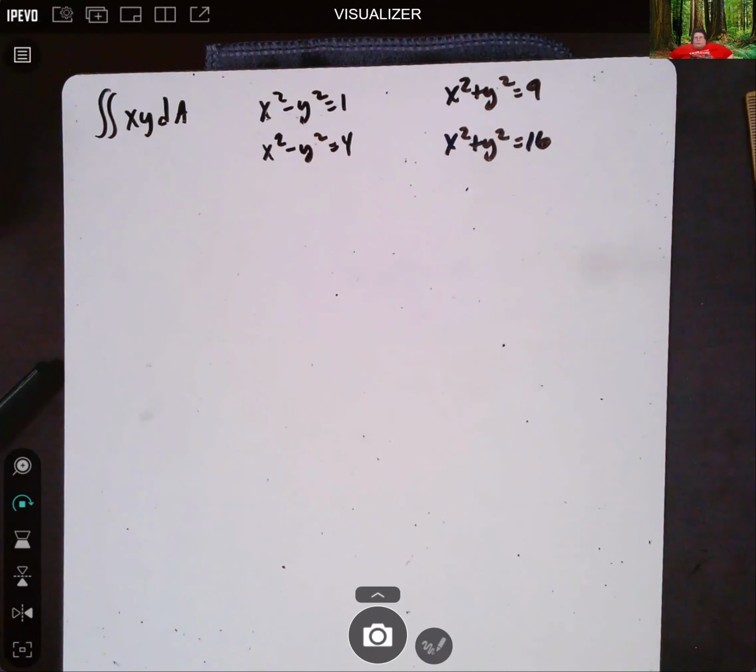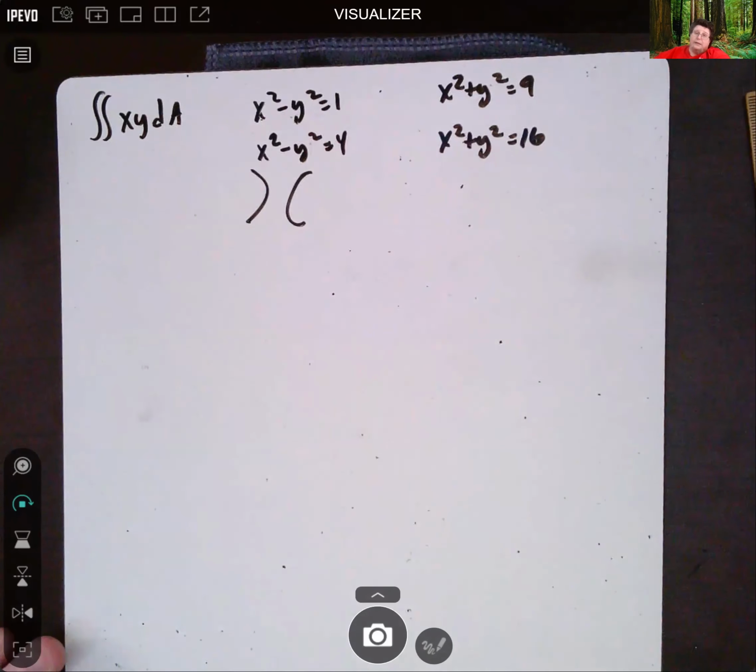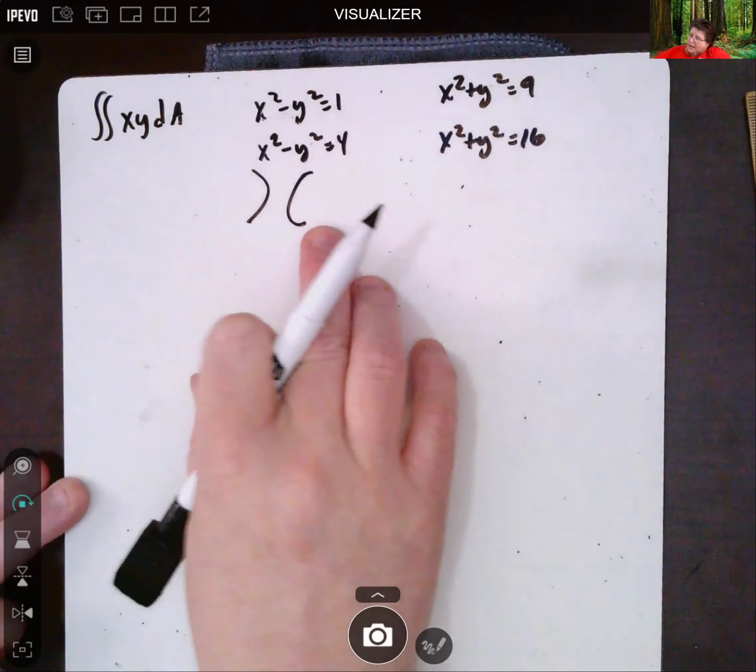So x squared minus y squared are hyperbolas. And x squared plus y squared are circles. And so let's maybe focus on the first quadrant. Let's see, x squared is positive, so these are going to open like that. So maybe let's just go with the first quadrant.